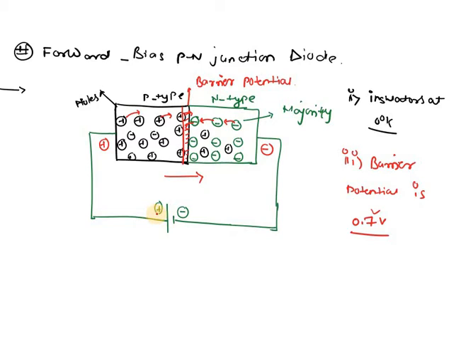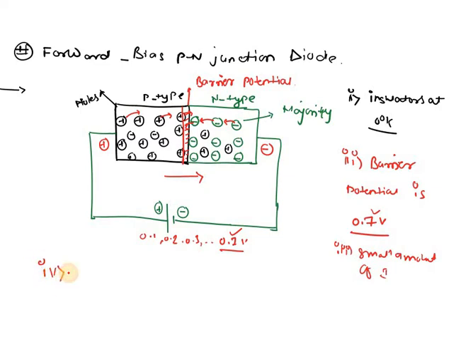So when I start to increase the voltage, how will we increase it? Let's suppose 0.1, 0.2, 0.3 and so on up to 0.7. What happens during this range? A very small amount of current flows. But when it crosses 0.7 volt, this barrier potential will break down and more holes will enter this region, more electrons will enter this region, and due to this there will be a sudden increase in current.